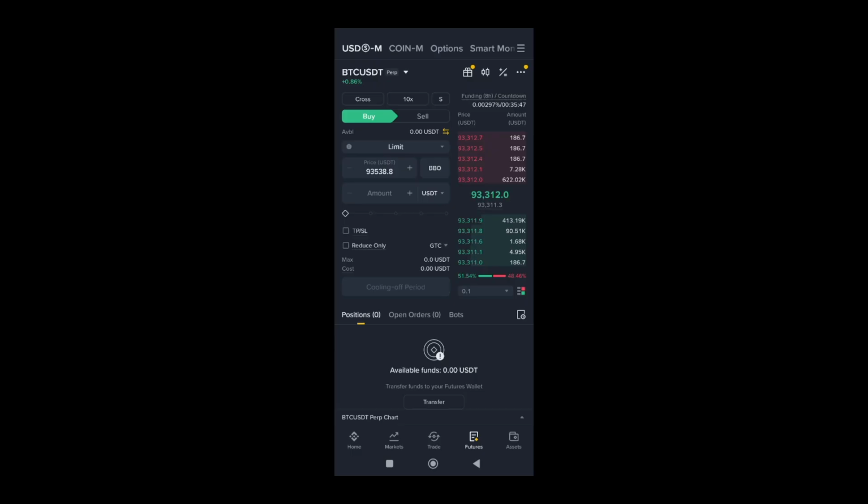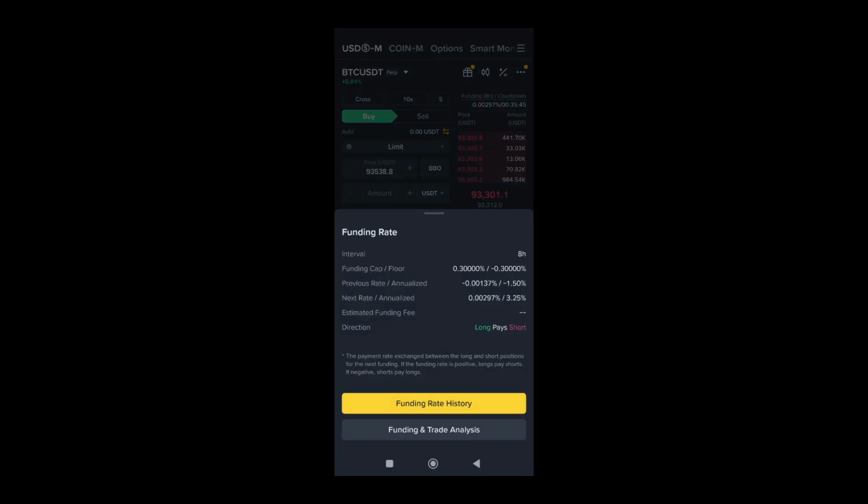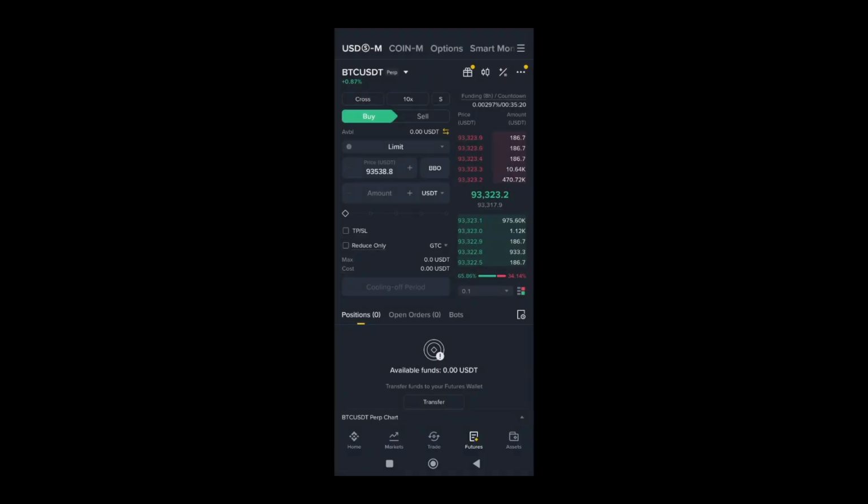Now let's break down what funding rates actually mean, because this is where many beginners get confused. If the funding rate is positive, it means there are more long positions than short positions in the market. To balance the market, traders who are long will pay a fee to traders who are short when the funding timer reaches 0. If the funding rate is negative, it means there are more short positions than long positions. In this case, shorts pay longs at the funding interval. This mechanism helps keep futures prices aligned with spot prices.